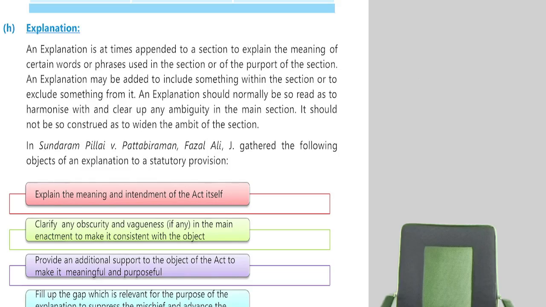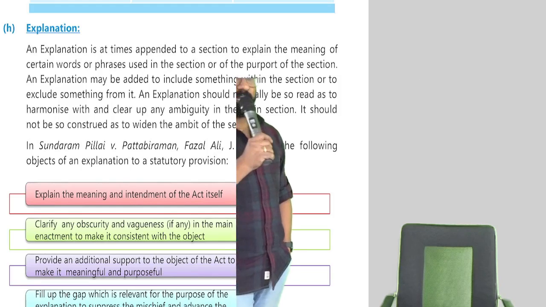Explanation. Explanation is appended to a section to explain the meaning of the words and phrases. To explain the meaning of words or phrases in that section.